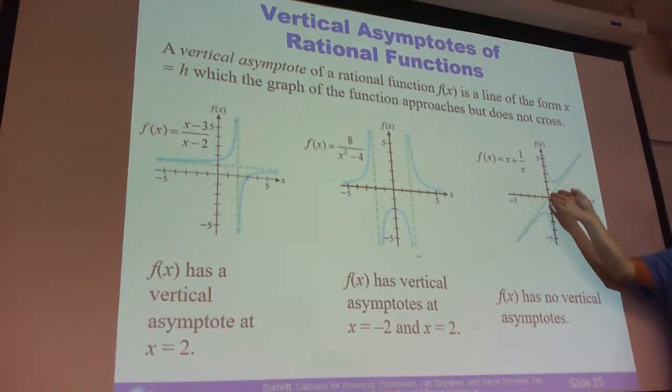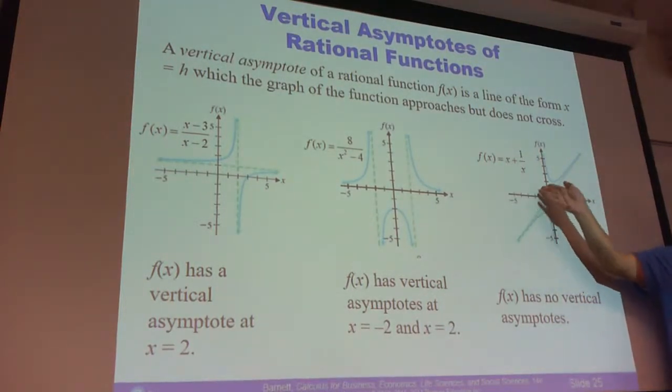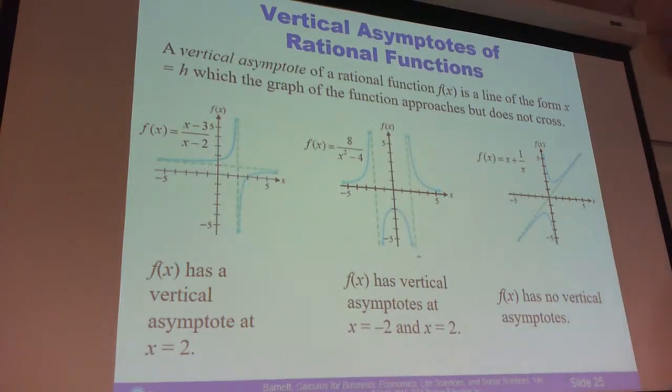Here, these are not combined, so we can't really see, but there isn't a vertical asymptote. But we have this one. Does anybody know what that's called? It begins with an O. It ends with oblique. Oblique asymptote. Okay? An oblique asymptote.